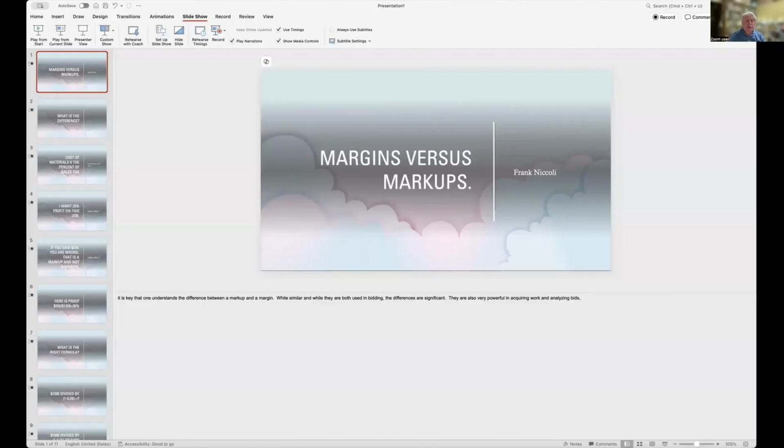Good morning. I want to talk today a little bit about the difference between profit margin and markup. So many people working in the field don't know the difference, and they're leaving money on the table because they're using the wrong formulas to bid. So today I want to talk about what the right formulas are and how to properly do it.